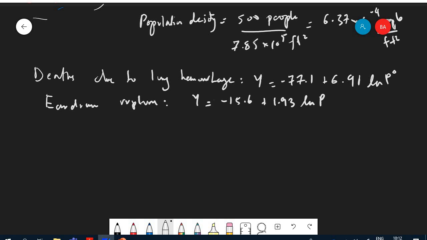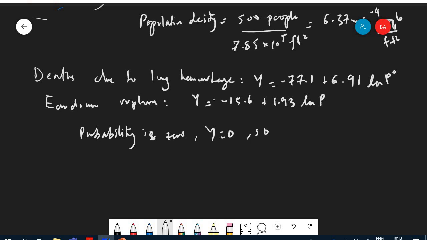How do you know P? We can know P from the radius that we already have, the overpressure at a certain radius. So let's start with it like that. If we don't want to have any death at all, if the probability is equal to 0, then Y is equal to 0.